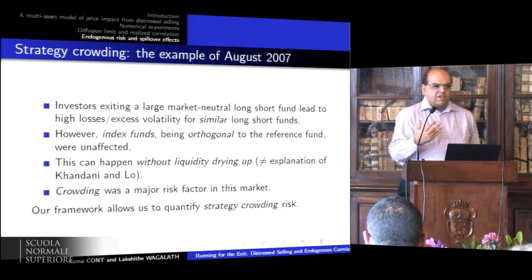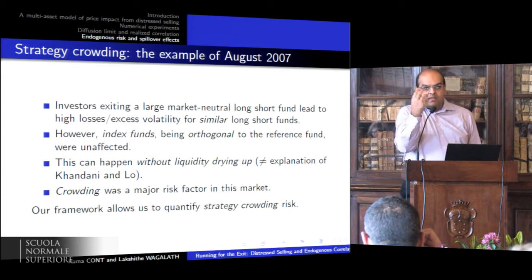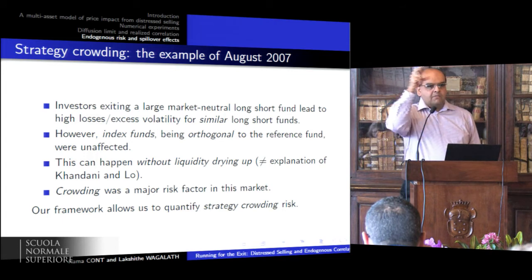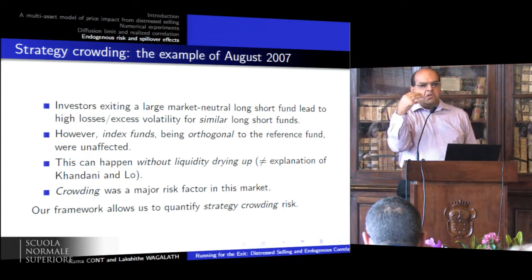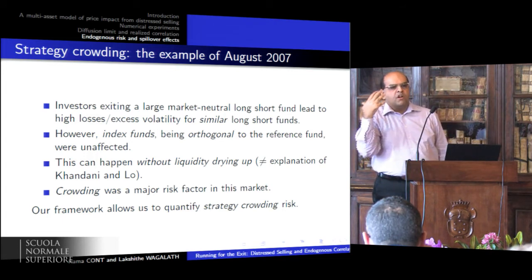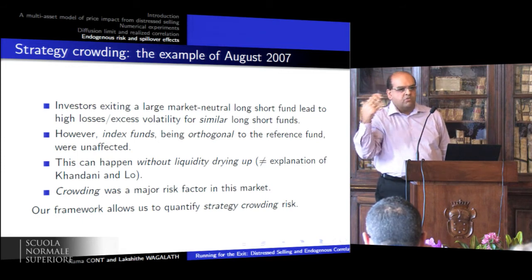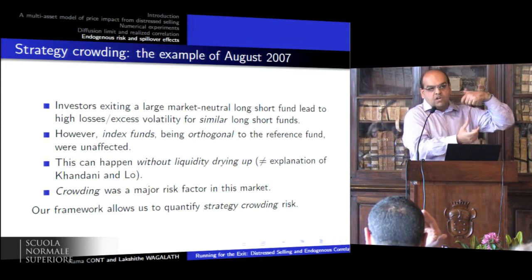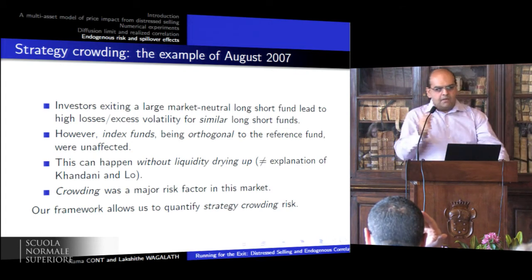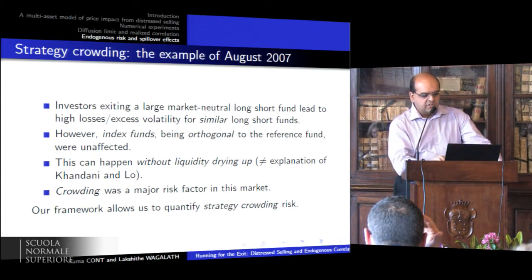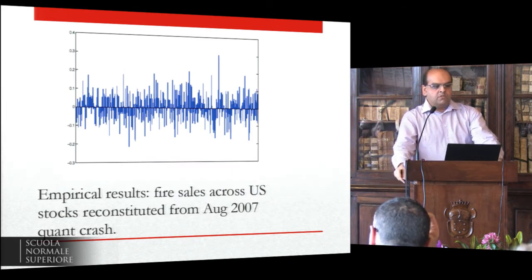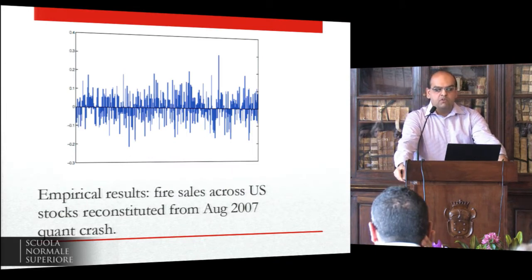So you cannot identify the portfolio, because the only thing that pops up in the equations is the portfolio times the speed at which you liquidate. So the only thing that you can identify is the volume generated by that guy during liquidation. So we cannot say if he's liquidating the whole portfolio or a chunk of the portfolio, of course. But that you can identify, it turns out. And if you do it, for example, for the August 2007 quant crash, this is the portfolio that we come up with.